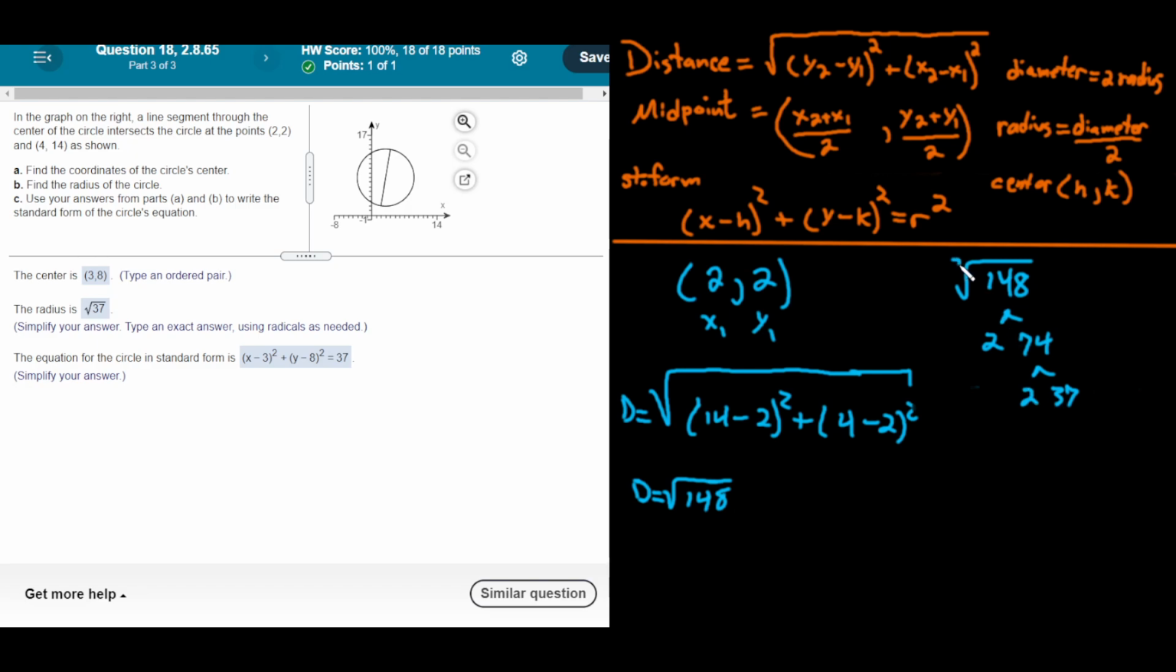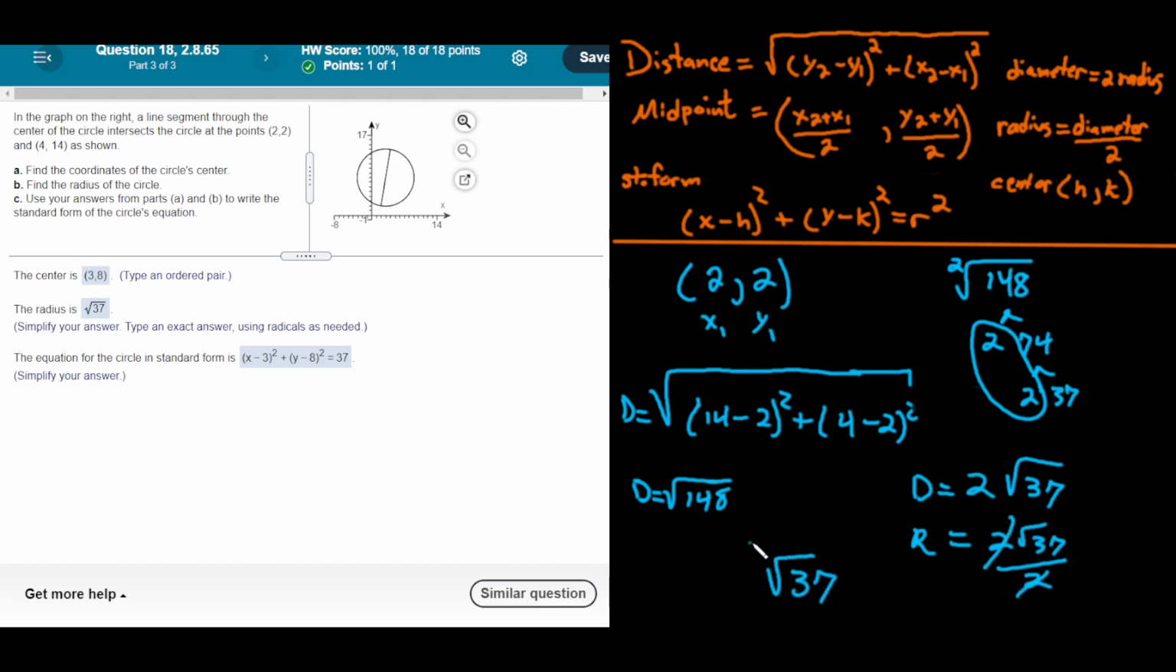Do we have 2 of the same number? Yes, we do. We have 2 2s. So bring it out. The 37, leave it in. And this is the diameter. We came here for the radius though. And to find the radius, you take whatever answer you got and you divide it by 2 because it's half. And the 2s cancel. And lo and behold, we have the square root of 37 once again.